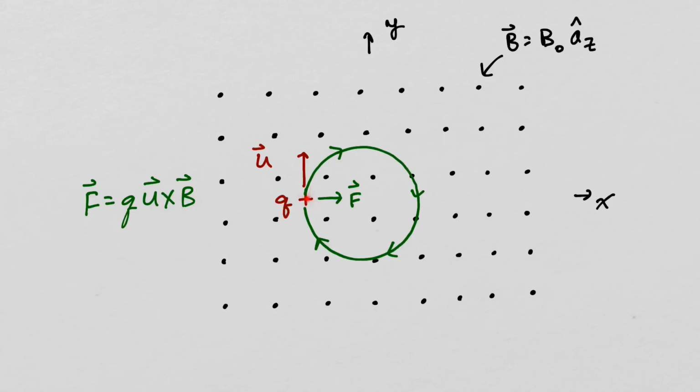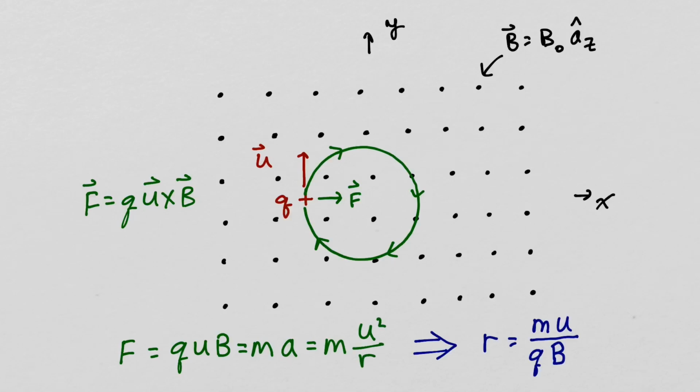Since the force will always be perpendicular to the velocity, the charged particle will move in a circle. The magnitude of the force is going to equal QU times B, and the force is also equal to the mass times the acceleration. When something is moving in a circle, the acceleration is the velocity squared over the radius. Solving for r, we find that the radius of this circle is given by the mass times the velocity over the charge times the magnetic flux density field.